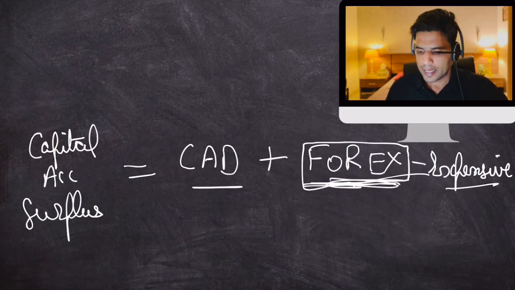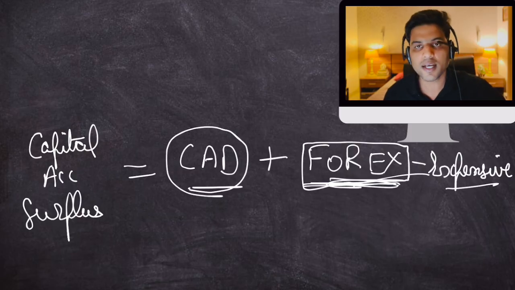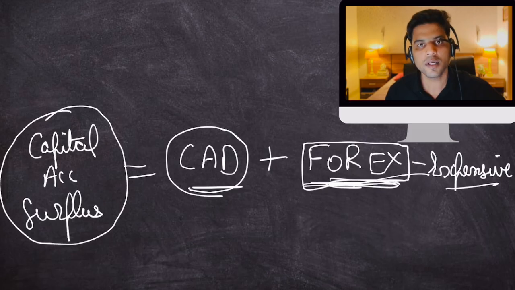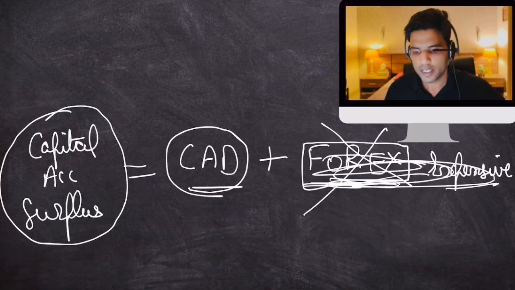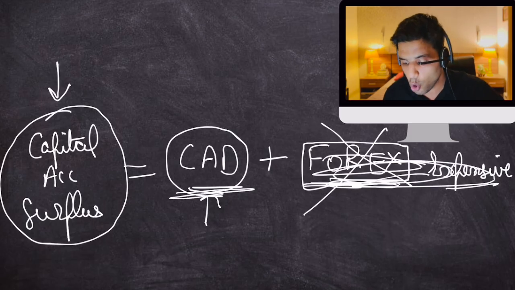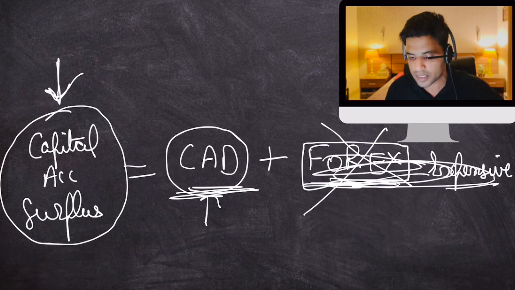Clear? Now, this is simple mathematics. If India is not running a current account deficit, then there won't be any capital account surplus. Let's suppose India does not have any forex reserve. So the money coming in is going to compensate for the current account deficit. If there is no current account deficit, there won't be any capital account surplus. This is simple mathematics.